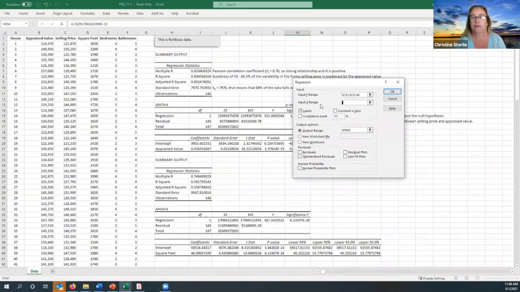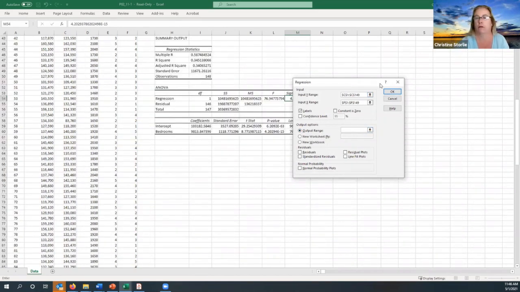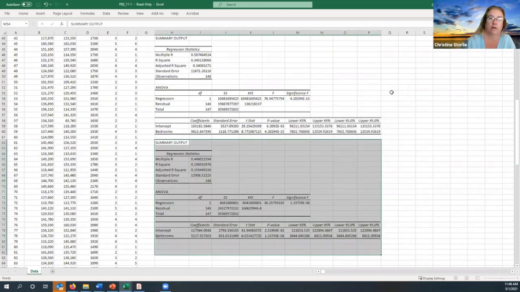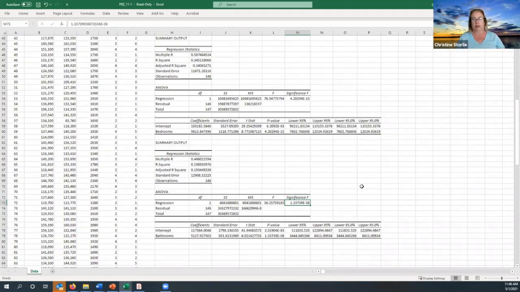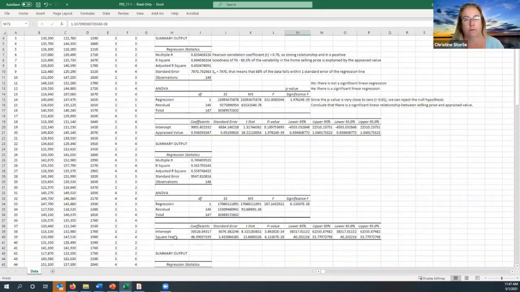Switching our x range out for bathrooms. So now we have 1.337 times 10 to the negative 8, so also significant. Which is the relationship with the home selling price stronger? Okay. So the strongest one is the square footage, and its significance level is very small.